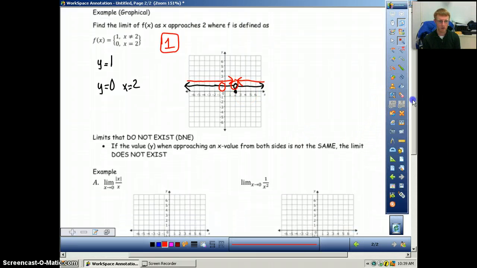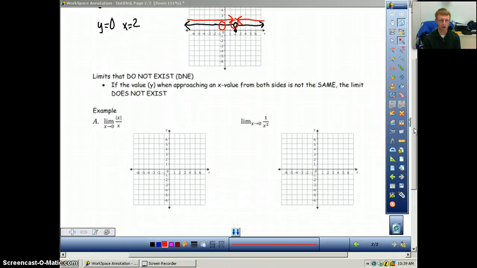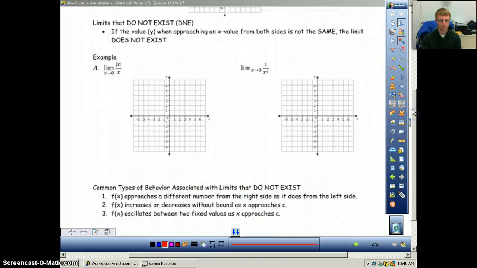Okay, next thing down about limits that do not exist. There are limits that do not exist. Okay, so what we need to pay attention to here is to understand the definition of this. It says if the value when approaching an x value from both sides is not the same, the limit does not exist. In other words, if you are approaching one y value from the left and then approaching a completely different value from the right, the limit will not exist. So let's show you how this works in these two examples right here.